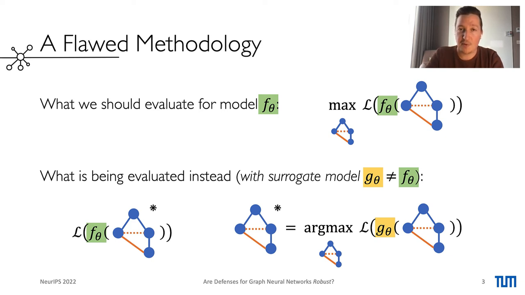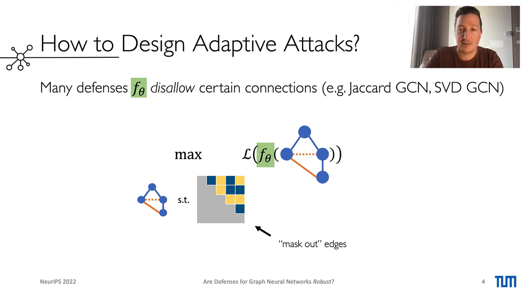While I refer to our paper for full guidance, I quickly want to illustrate how an adaptive attack might look like. Here we consider a special class of defenses that effectively disallow certain connections. This captures the popular defenses Jaccard GCN that filters edges based on feature dissimilarity, or SVD GCN that uses a low-rank approximation of the adjacency matrix.